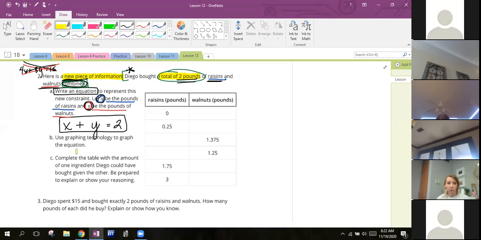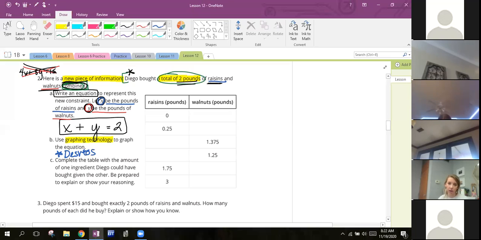So now for part B, it says use graphing technology to graph the equation. So once again, we're going to use Desmos this time. We're not going to do the equation one. Right here it says raisins, we know that's our X, and we have walnuts, which we know is our Y. The first one tells us X equals 0. Well, you can easily look at the equation and ask, if X equals 0, what does Y have to equal for it to equal 2? What would Y have to be to equal 2 pounds? 2. Okay, so we could do some of these mentally because we have an easier equation, but just to make sure, you can go back to your Desmos.